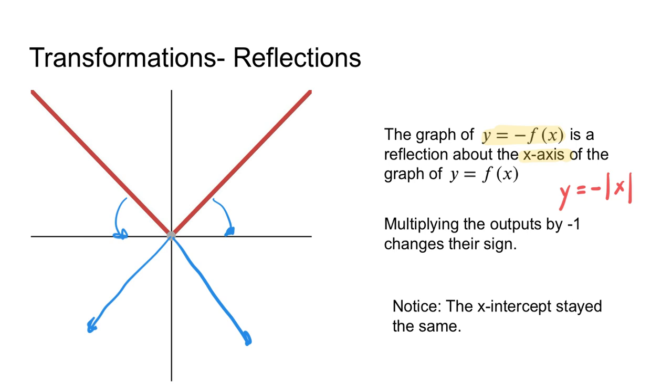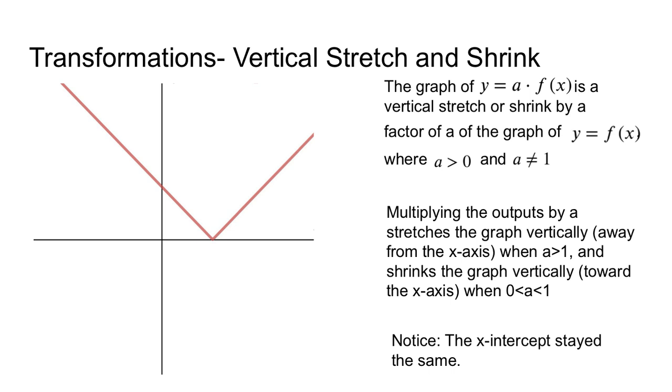It is worth mentioning that we could reflect over the y-axis, but that transformation is just not one we're going to talk about right now. So we can put that in our mind, know that it exists, but that's not going to be important for us right now. We can also do what we call a vertical stretch or a shrink.